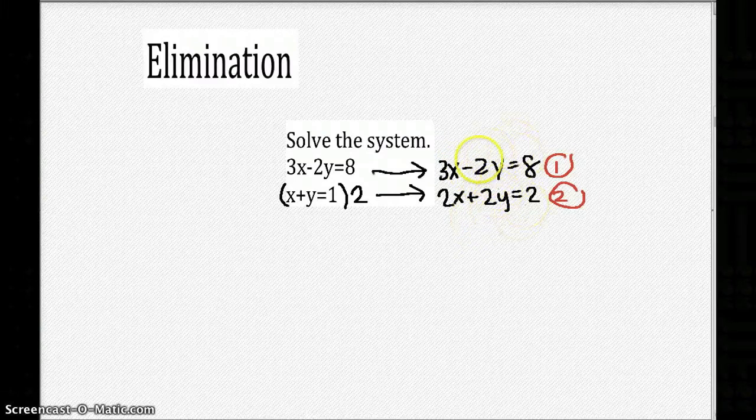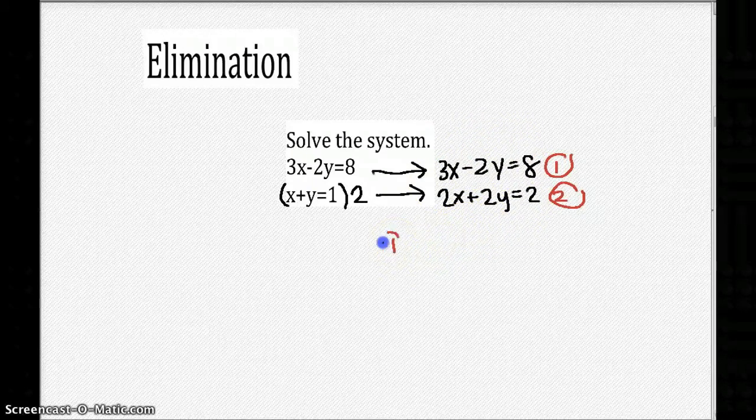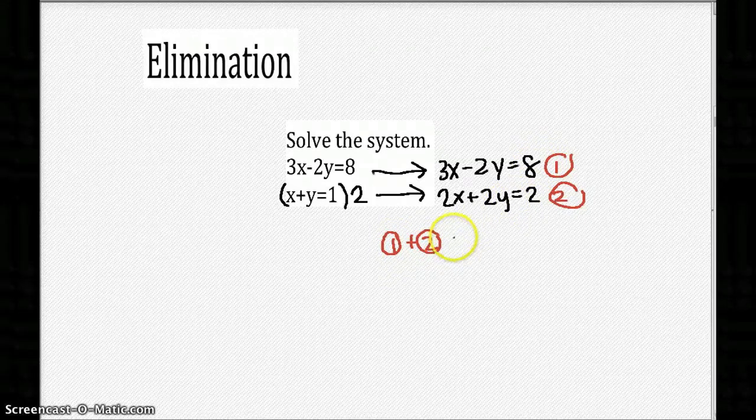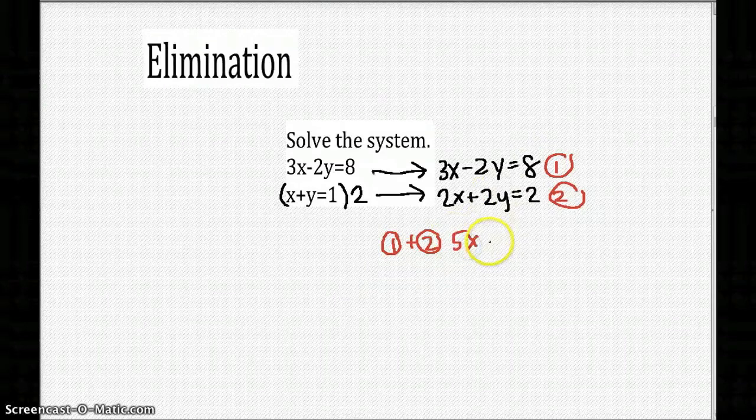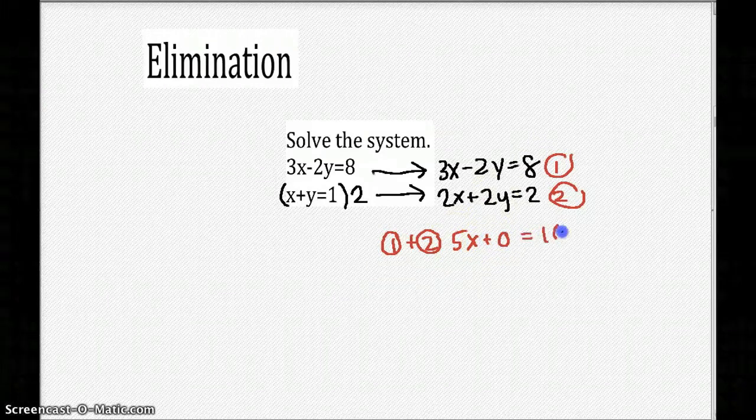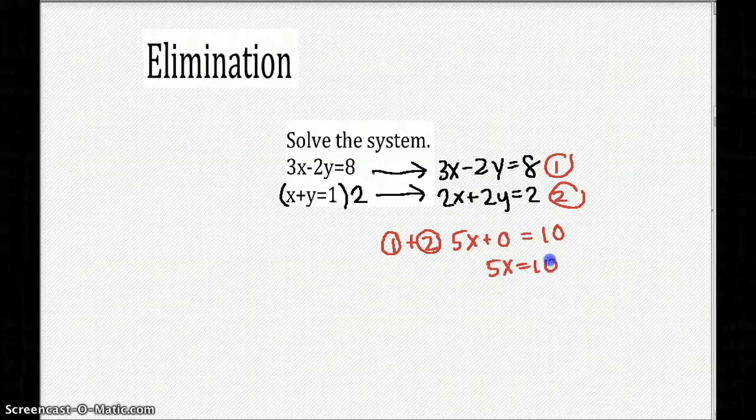So that's good because it leaves us with just the x variable, so we can actually solve the equation. So we're going to do 1 plus 2, this first equation plus the second equation, and we get 5x, and this is just 0, so plus 0 equals 10. So we get 5x equals 10, then we get x equals 2.